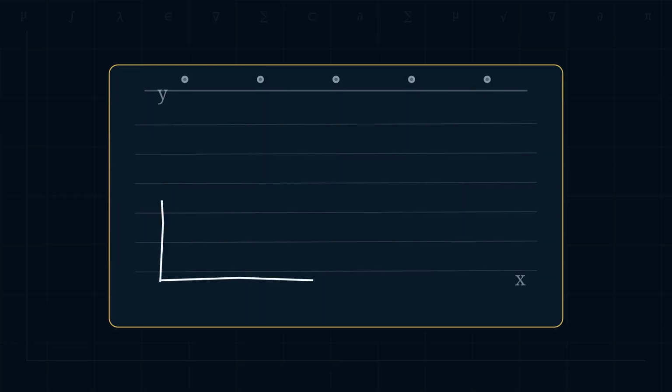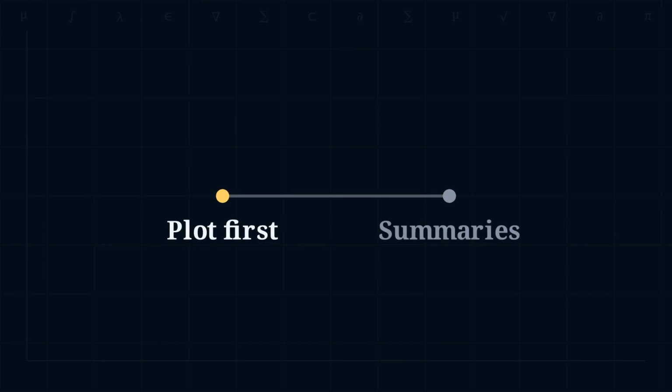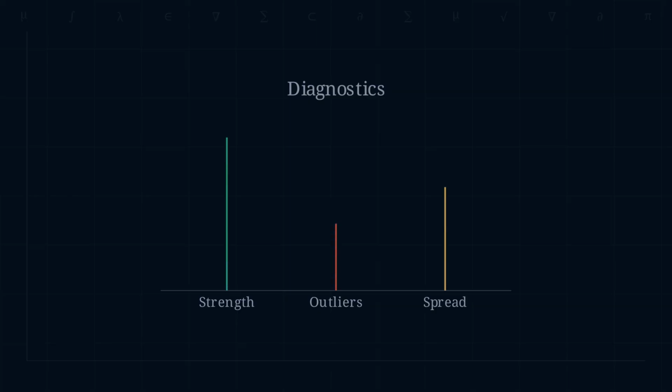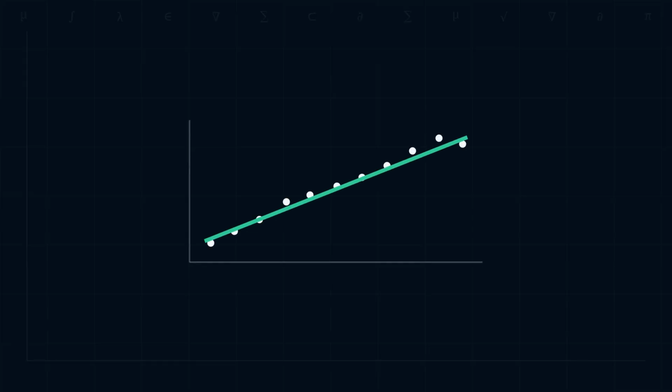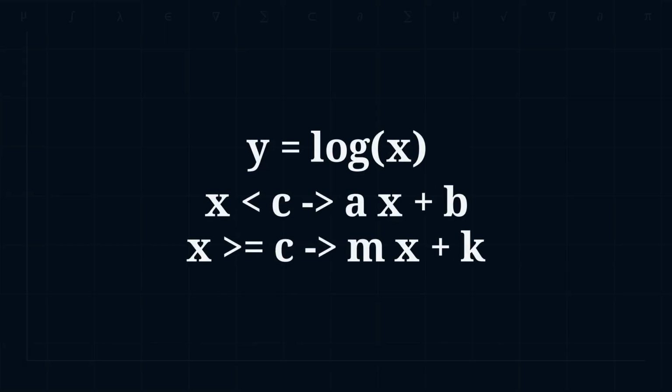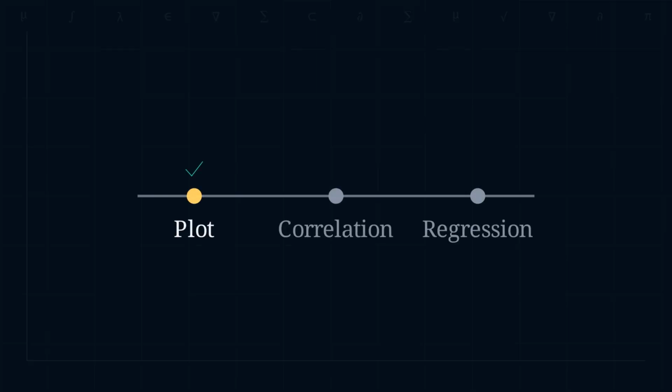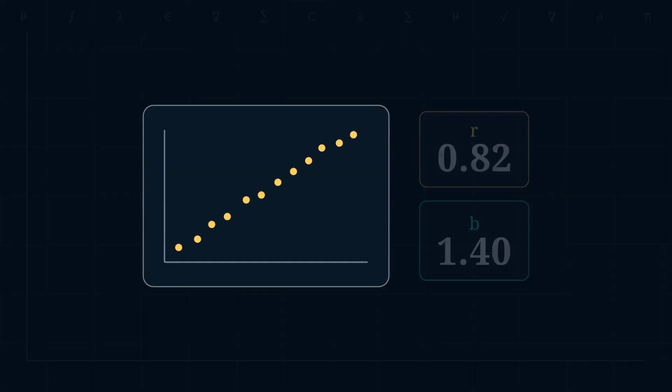Here's a practical routine you can use. When given paired data, sketch the scatter plot before running any summaries. Check direction, form, strength, and outliers, and note any subgroups or changing spread. Decide whether a straight line captures the main trend, or whether you need a curve, a transformation, or a piecewise approach. Only then compute the correlation, and later fit regression, and only interpret those numbers in the light of the shape you saw.